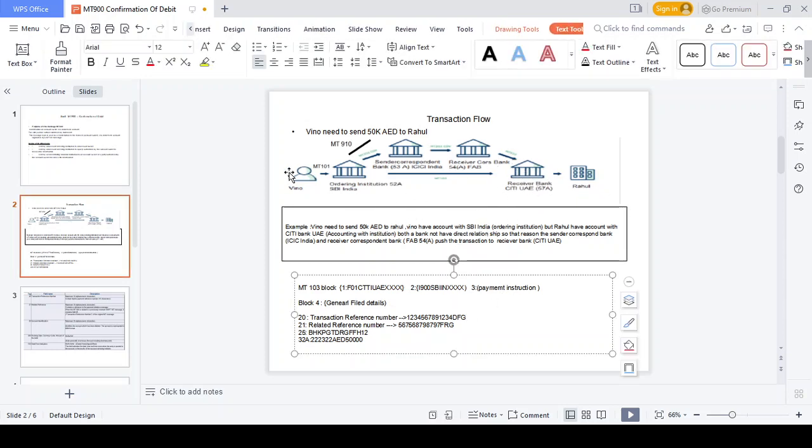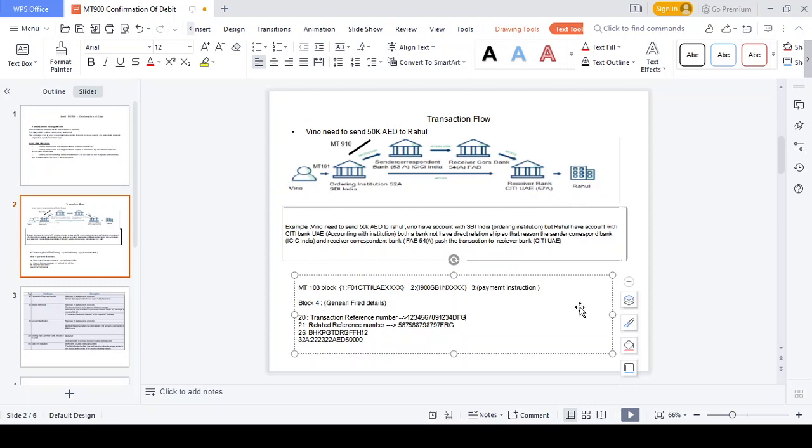We will look at this. Rahul sent 15k AED, deposited with the ordering institution SBI India. SBI India and Citibank UAE have a direct relationship. Then at Citibank UAE, the NOSTRO account is debited and the amount is credited to Rahul, because SBI has a NOSTRO account relationship with Citibank UAE. So the NOSTRO account debit happens at Citibank UAE and the amount is credited to Rahul. This is the direct flow.